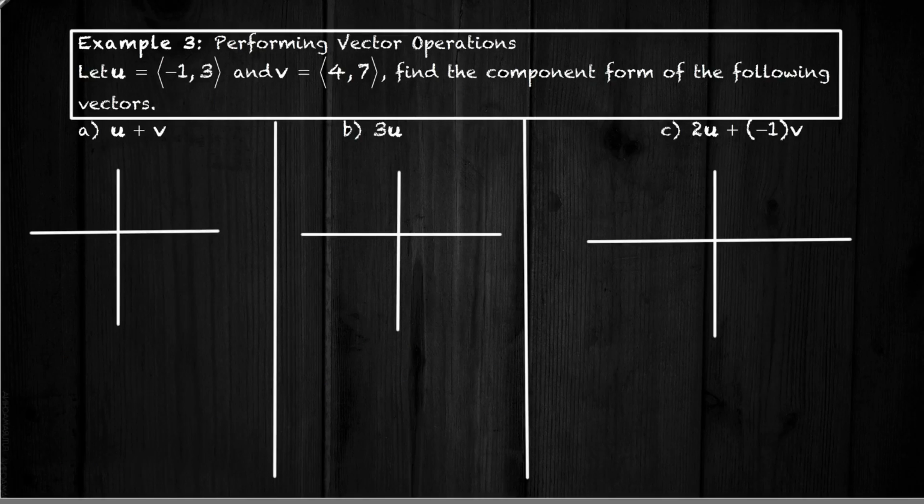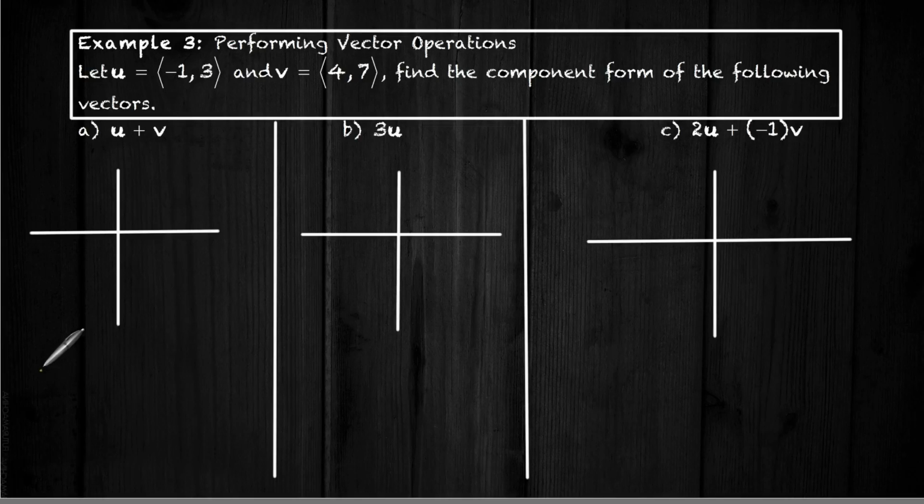Okay, now let's talk about certain operations that you can do with vectors. You can actually add vectors together and you get an entirely new vector. And you can also multiply an existing vector by a constant, as is the case in letter B, which is going to make that vector longer or shorter. And so let's go ahead and look at this first one. You have vector u plus vector v.